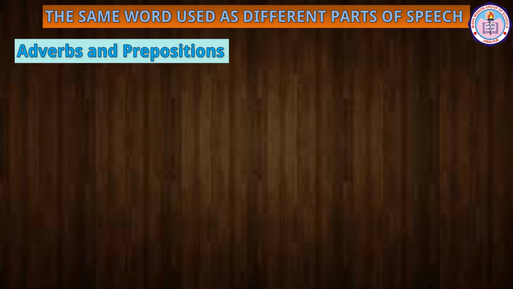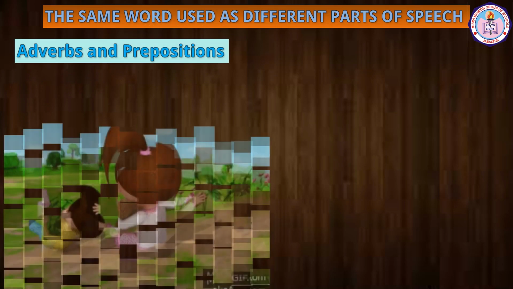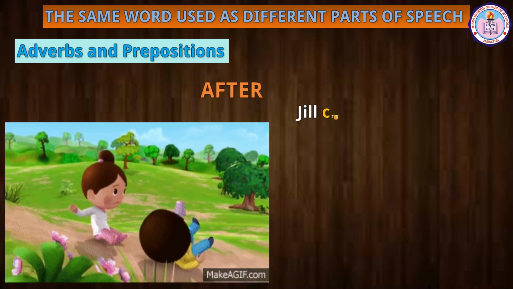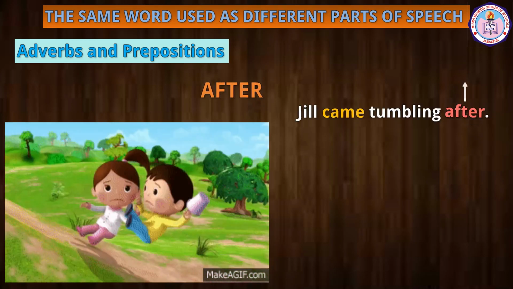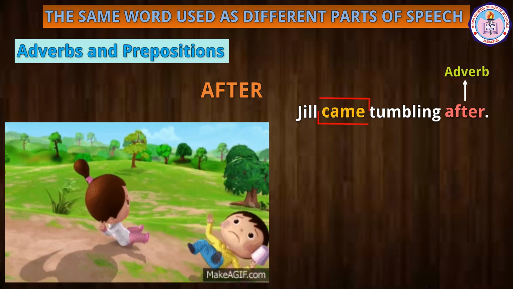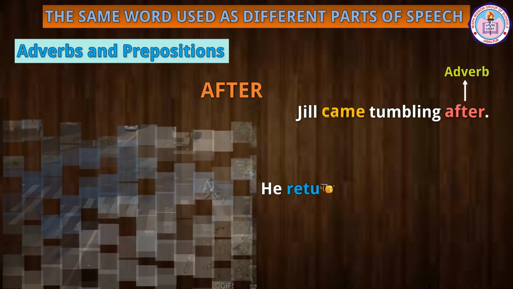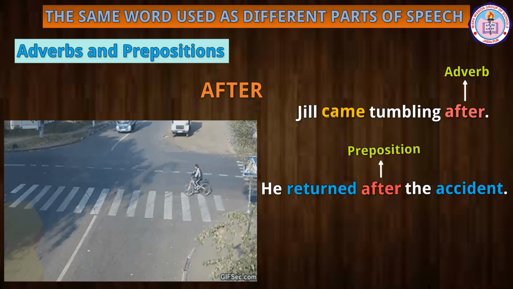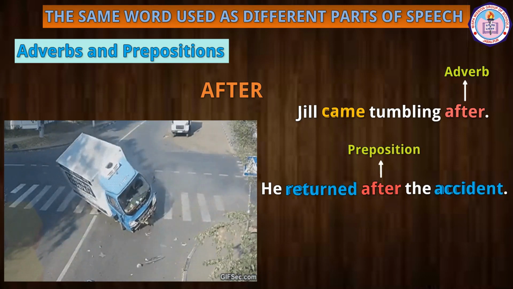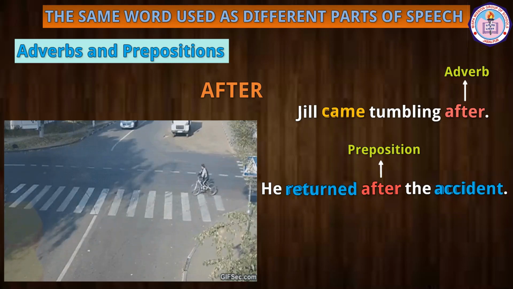Some words can be used as adverbs as well as prepositions. After. Jill came tumbling after. Here, after is an adverb of time that modifies the verb came. He returned after the accident. Here, after takes the part of a preposition connecting two words, returned and accident.